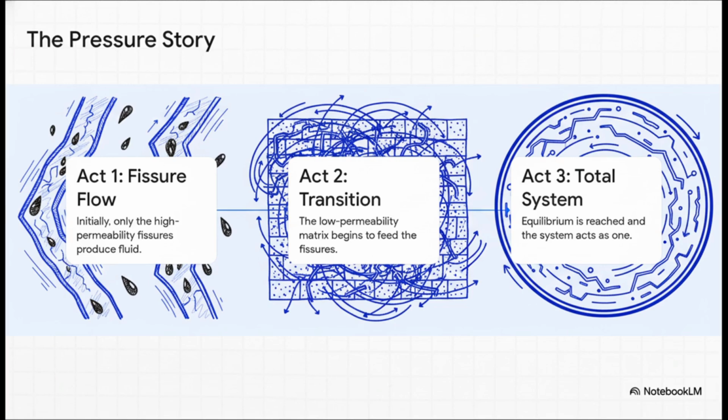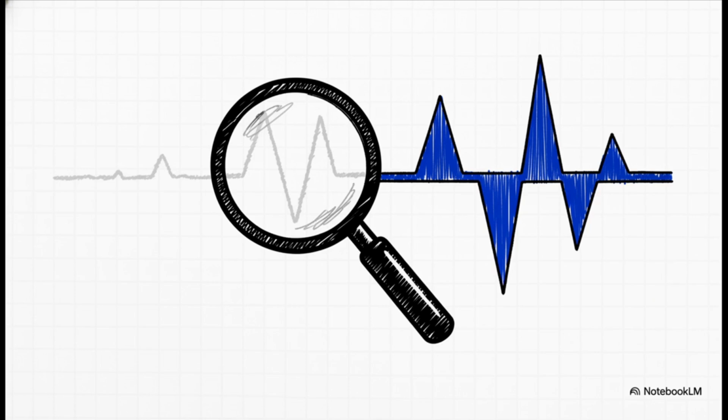Act 1, the fissure flow. This is where oil shoots through the biggest, easiest pathways, the superhighways of the rock. Act 2, the transition. This is where the tighter rock, the matrix, starts to slowly feed its oil into those pathways. And finally, Act 3, the total system flow, where everything stabilizes and the whole area starts acting like one big connected unit. But here's the thing, the clues in that story, they can be super subtle.